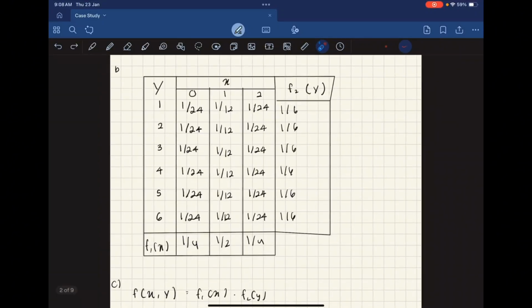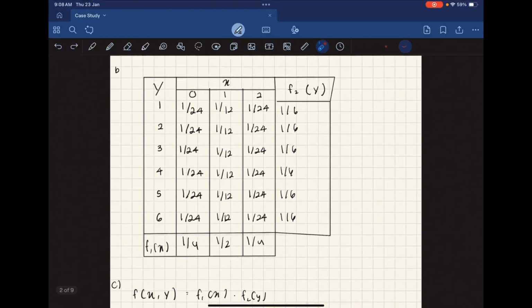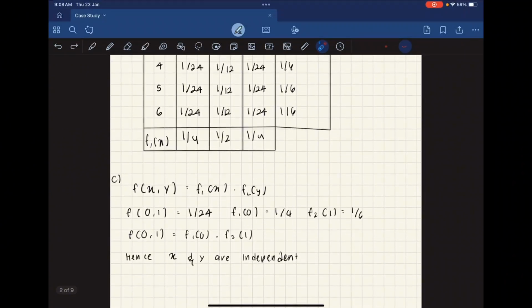Okay, next we move to the second question, which is to find the marginal distribution of X and Y. To find it, you need to total up the joint probability distribution. For f1(x), you total all of these, then you will get this. For X1, you also total up all of these. Same for f2(y): for Y, you total up all of these and you will get this. Same for Y2, 3, 4, 5, 6, and the same for X0, 1, and 2.